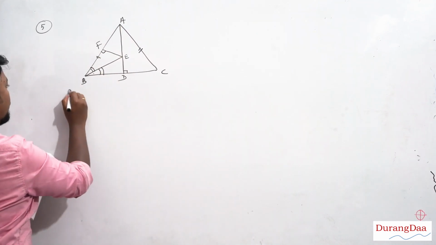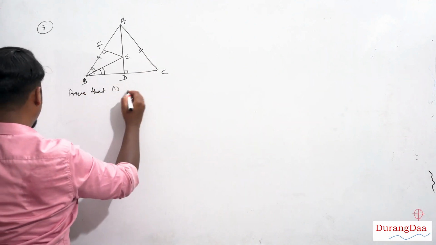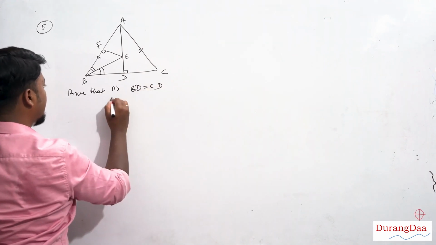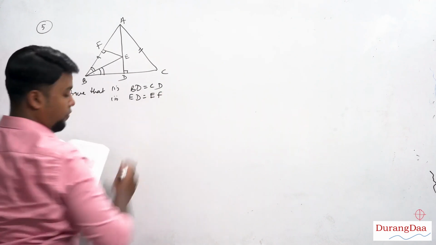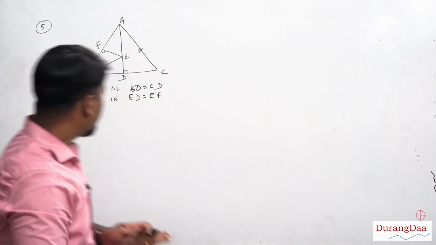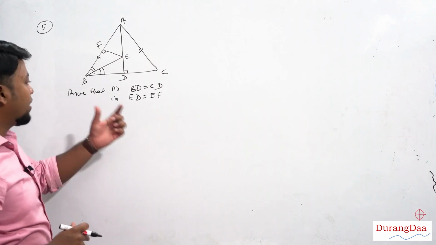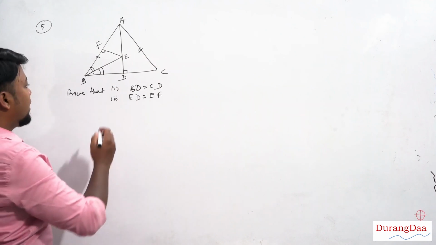Now we have to prove the first part, that BD is equal to CD, and the second part, ED is equal to EF. All right. Before we start, it is important to know how to select the triangles which we are going to prove congruent. So the hint is here.